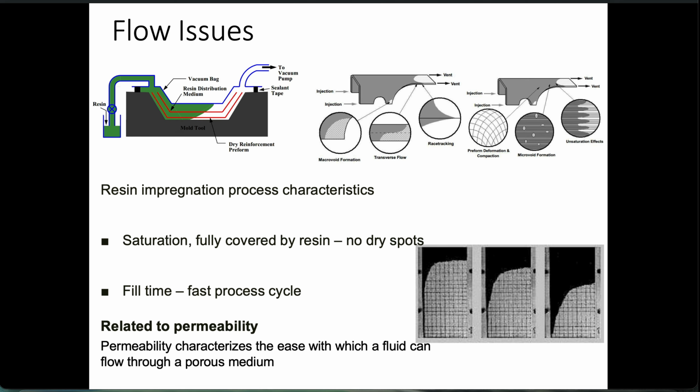Whenever you do the VARTM process, you want to make sure that your fiber is fully covered by resin, with no dry spots, and that you have a fast process cycle. All of these are related to the permeability of the system, essentially how much the resin can fill all of the spots in your fiber. This depends on the resin itself and also on the fiber. So we need to take both of these into account to do the calculations.